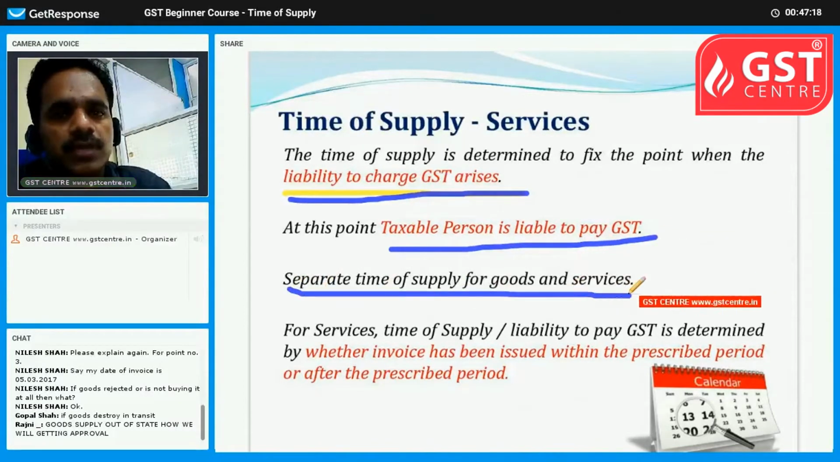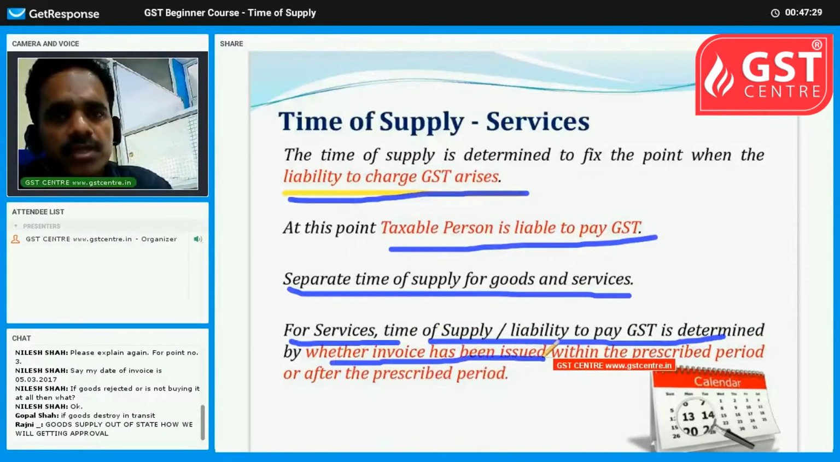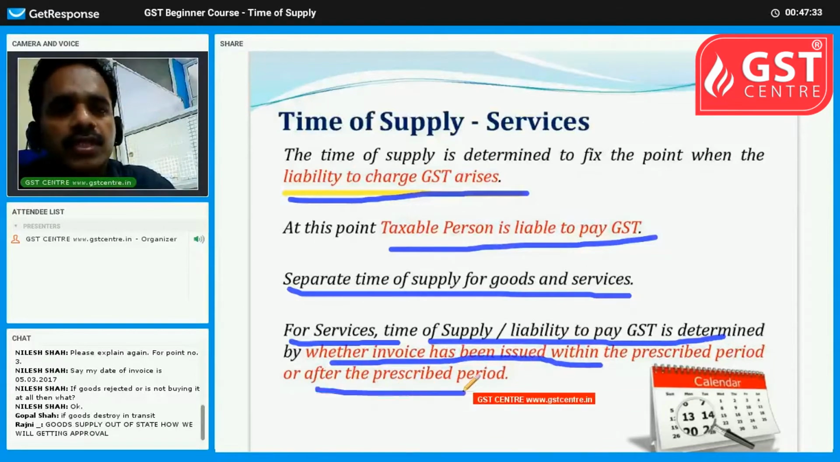And there are separate times of supply for goods or services. Then for services, the time of supply or liability to pay GST is determined by whether the invoice has been issued within the prescribed period or after the prescribed period. For determining time of supply for services, we need to look at the issue of invoice. When was the invoice issued? That we have to check.